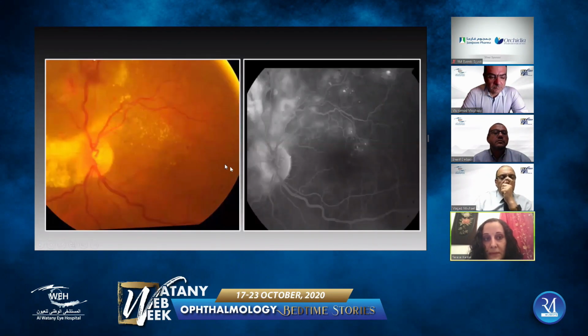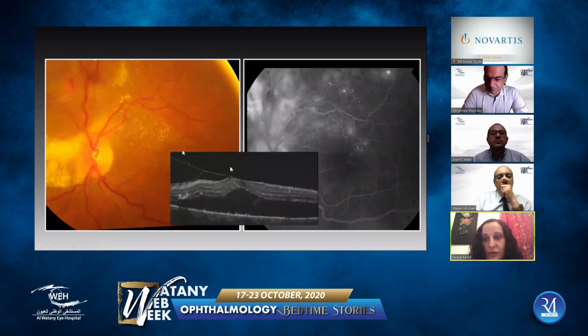And now this is another patient. This patient comes in with a very obvious macroaneurysm, and this patient has dense circinate hard exudates. Obviously, we know that this is not the appearance of a diabetic macular edema or the common vein occlusion that we see. So if a patient came to you with this fluorescein and he had this OCT, how would you deal with this patient? Dr. Mughezi, how would you deal with this patient?